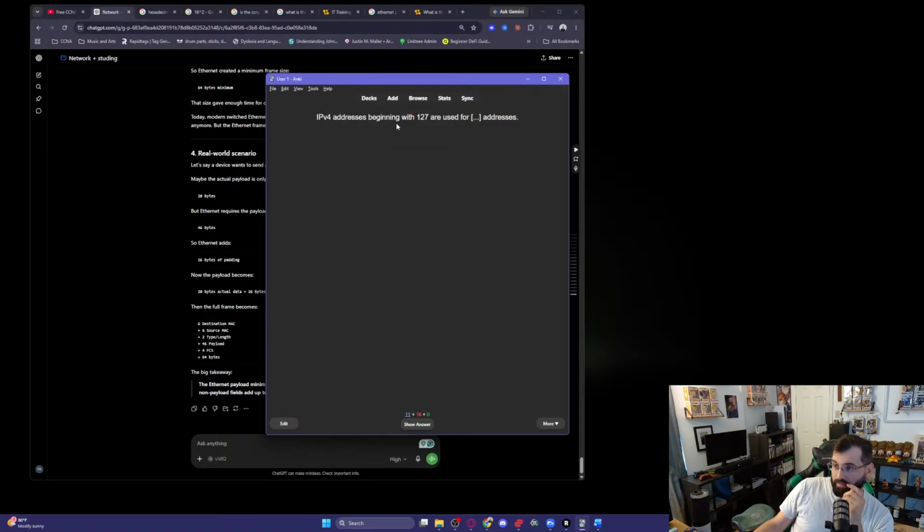IPv4 addresses beginning with 127 are used for D. No, used with B as in boy. Loopback. Oh, because it's the end of Class A. IPv4 addresses beginning with blank are used for loopback addresses. 1, 2, 1. So that would be 127. But isn't there more?